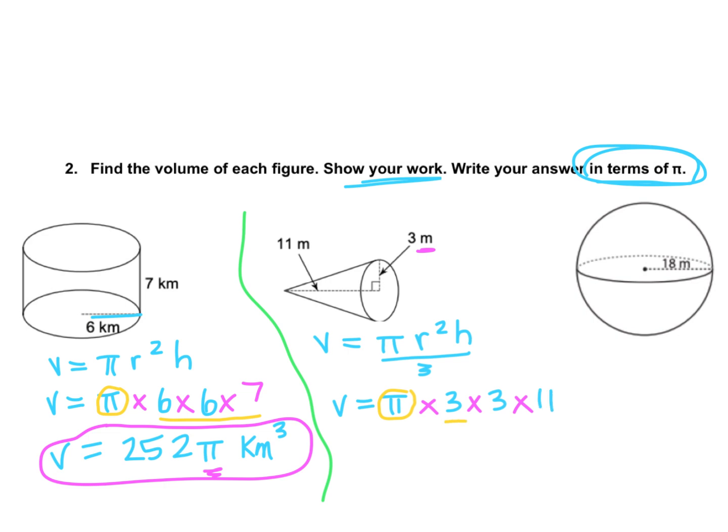Now I'm going to do 3 times 3 times 11. And then don't forget, we have to divide that by 3. So 99 divided by 3. Remember, don't calculate your pi. And we will get 33 pi. And this one is meters cubed.